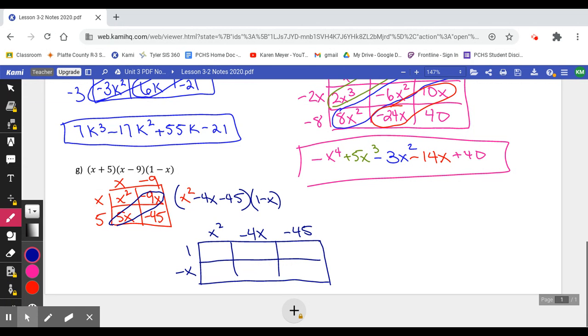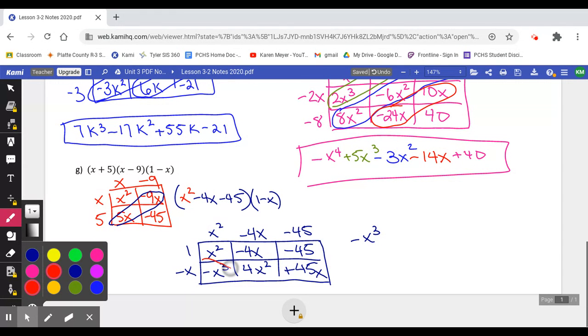So multiply x squared minus 4x minus 45. Minus x to the third, positive 4x squared, and positive 45x. So, answer, you've got negative x to the third.